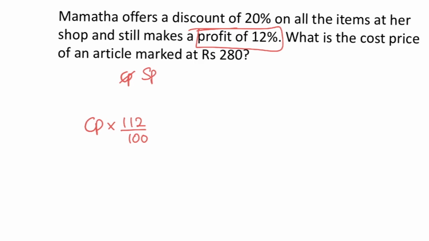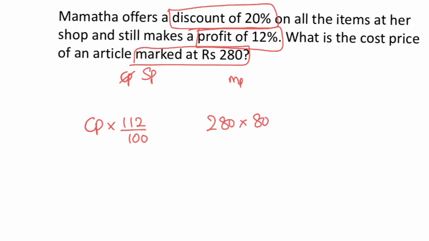Similarly, marked price is given. Marked price is 280 rupees. On that, a discount of 20% is applied. 20% discount results in 80%. On market price, once I apply discount, it becomes selling price. So both the expressions are equal.